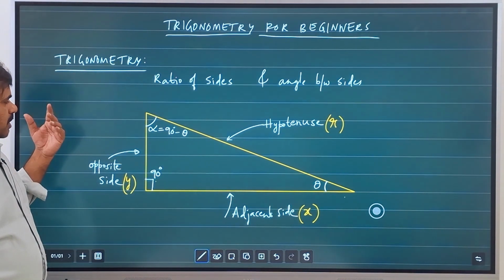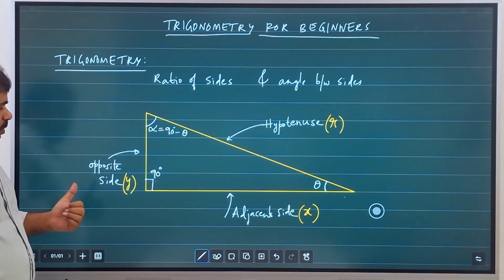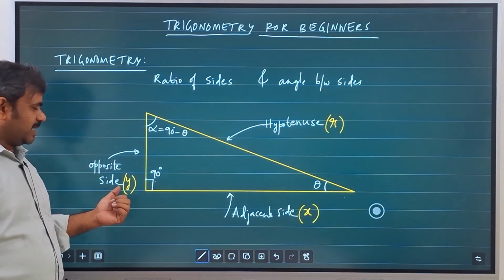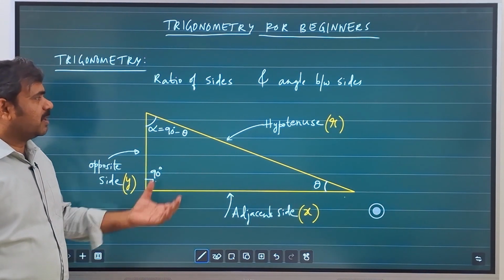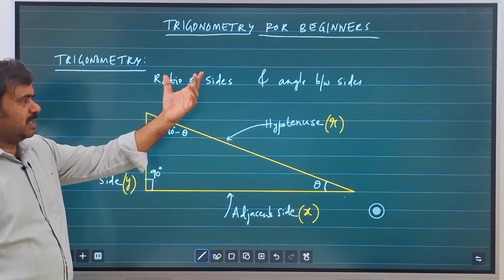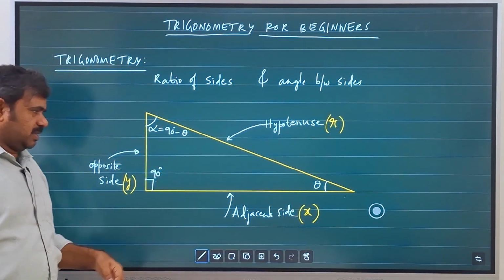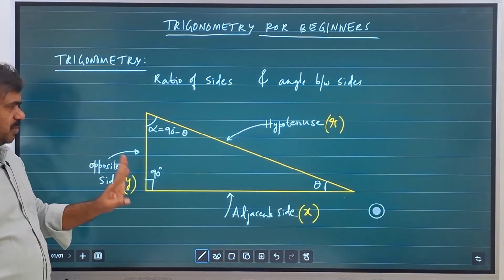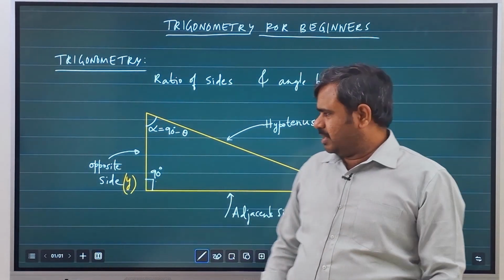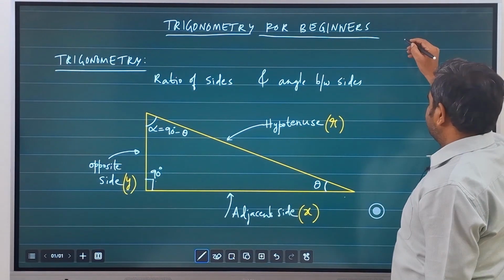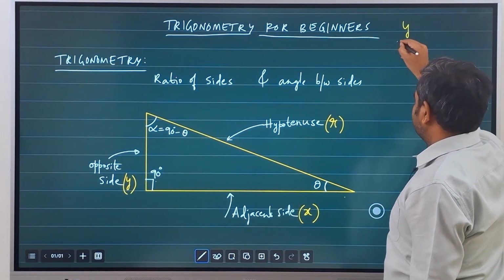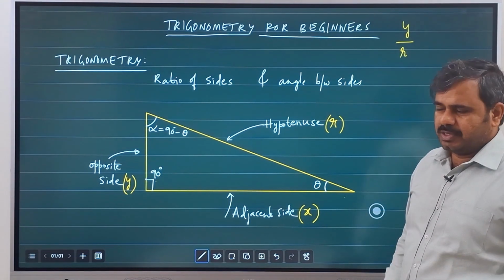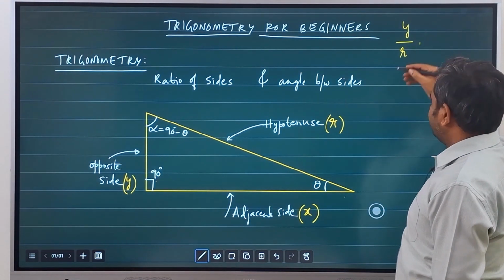Now, in trigonometry, what we are going to do is study the relationship between ratios of sides and the angle between the sides. When theta changes, the ratios of sides change. Ratios of sides means what? Here, opposite side by hypotenuse, y by r, is one ratio, or its reciprocal.